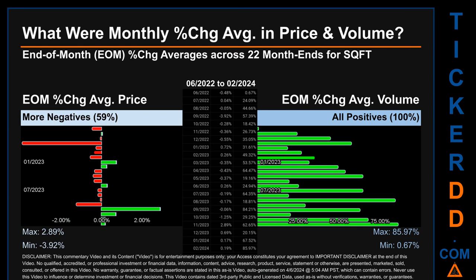From 06/2022 to 02/2024, out of 22 month ends, 13 had a negative percentage change in average price, meaning 59% of month ends saw a negative percentage change in average price. In terms of volume, 22 out of 22 month ends had a positive percentage change. That is 100% of month ends saw a positive percentage change in average volume. Price saw an end-of-month max of 2.89% in average percentage change along with a minimum of minus 3.92%. For volume, the maximum and the minimum monthly percentage change were respectively 85.97% and 0.67%.